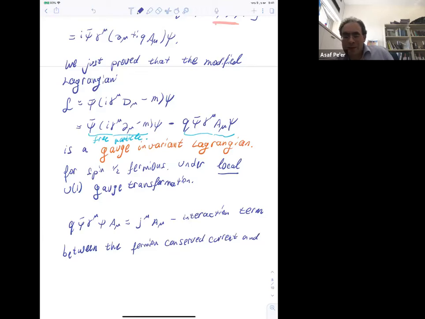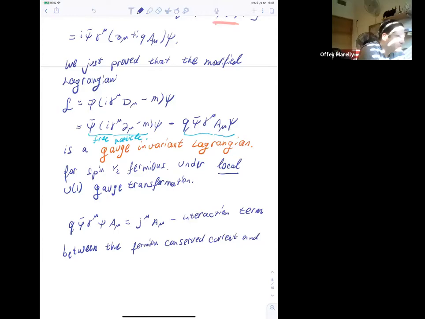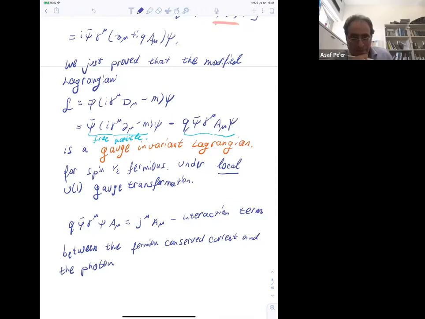I mean, here I just introduced it as a field. But which field? EM? It's a photon. Right? But I haven't proven to you it's a photon. I'm going to show you right away. I mean, it has everything you ask for a photon.